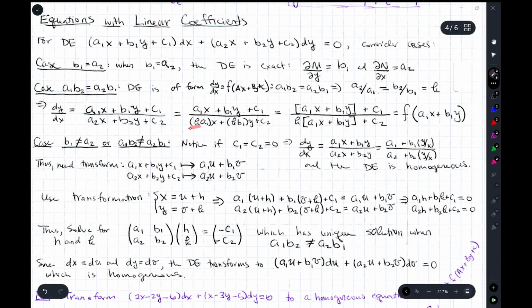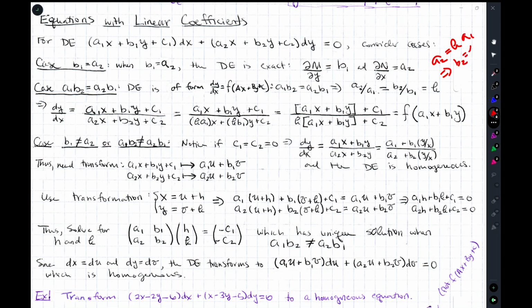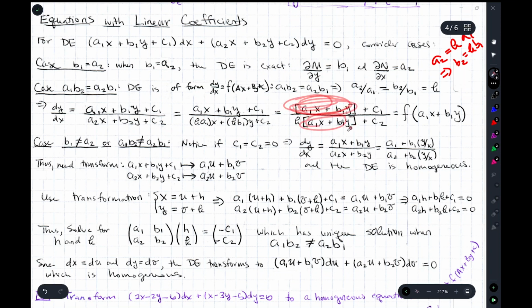And now this also means that a2 equals k a1 and b2 equals k b1. Well, plug those in. For a2, plug in k a1. For b2, plug in k b1. And factor out that k. And look, you now have this expression here. Now, these two in the square brackets are the same expression.